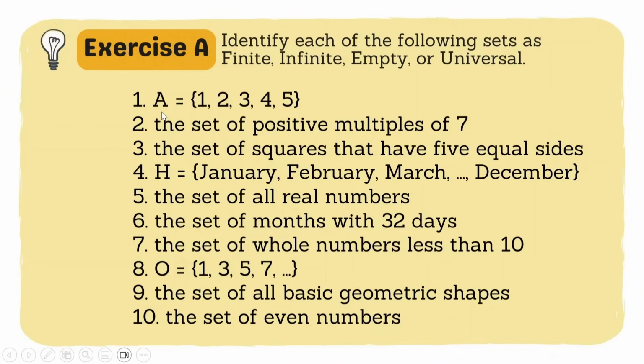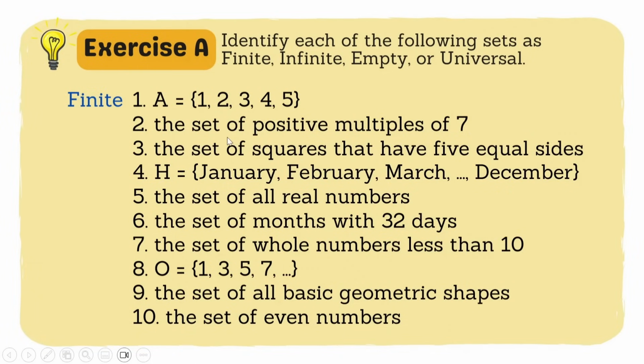Number 1, we have here set A is equal to elements 1, 2, 3, 4, and 5. Is this finite, infinite, empty, or universal? Of course, hindi naman po ito empty. So, it's either finite or infinite siya. Okay, the answer is finite since meron po tayong specific elements at meron pong hangganan yung elements natin. So, there are only 5 elements here.